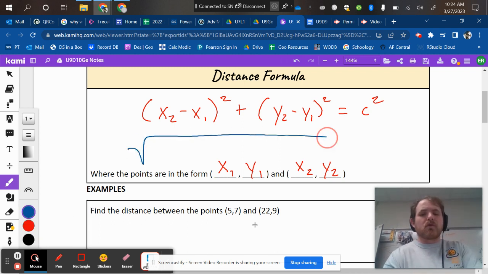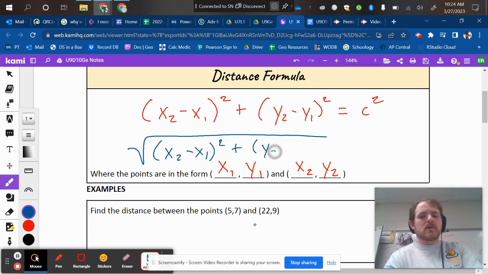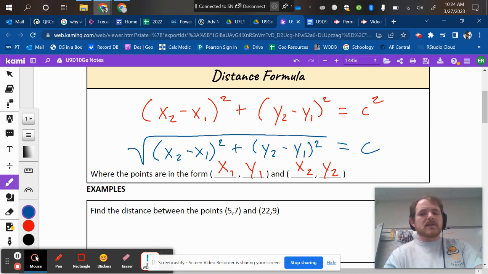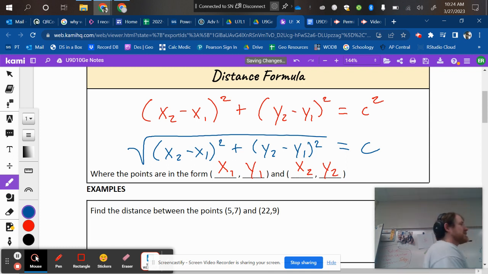So the actual formula here is this. So that's how we work with the distance formula. It stems from the Pythagorean theorem.